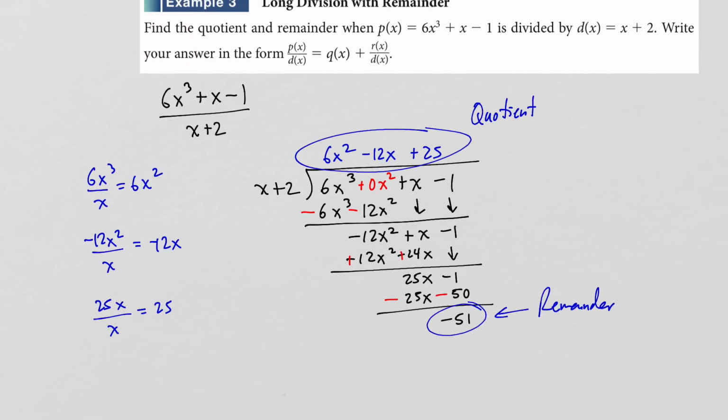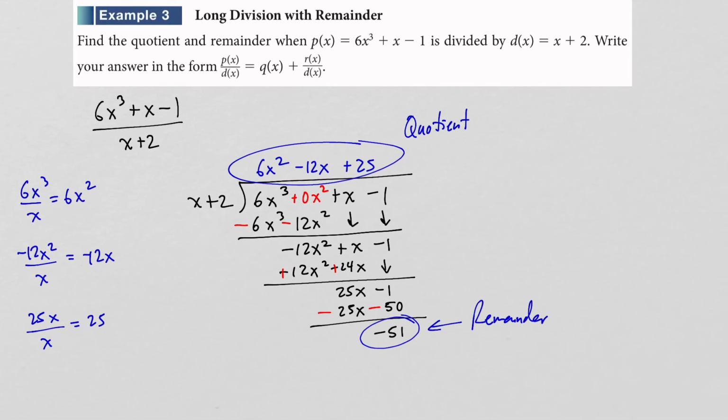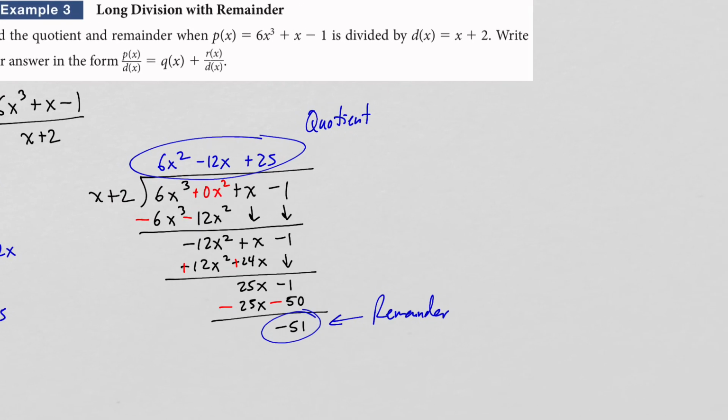Now, what does that mean? Well, it means that when you write your answer, it's going to be a little bit messier because your remainder is not 0. So x plus 2 is not a factor of the original polynomial, and neither is the quotient. So these are not factors of that polynomial.